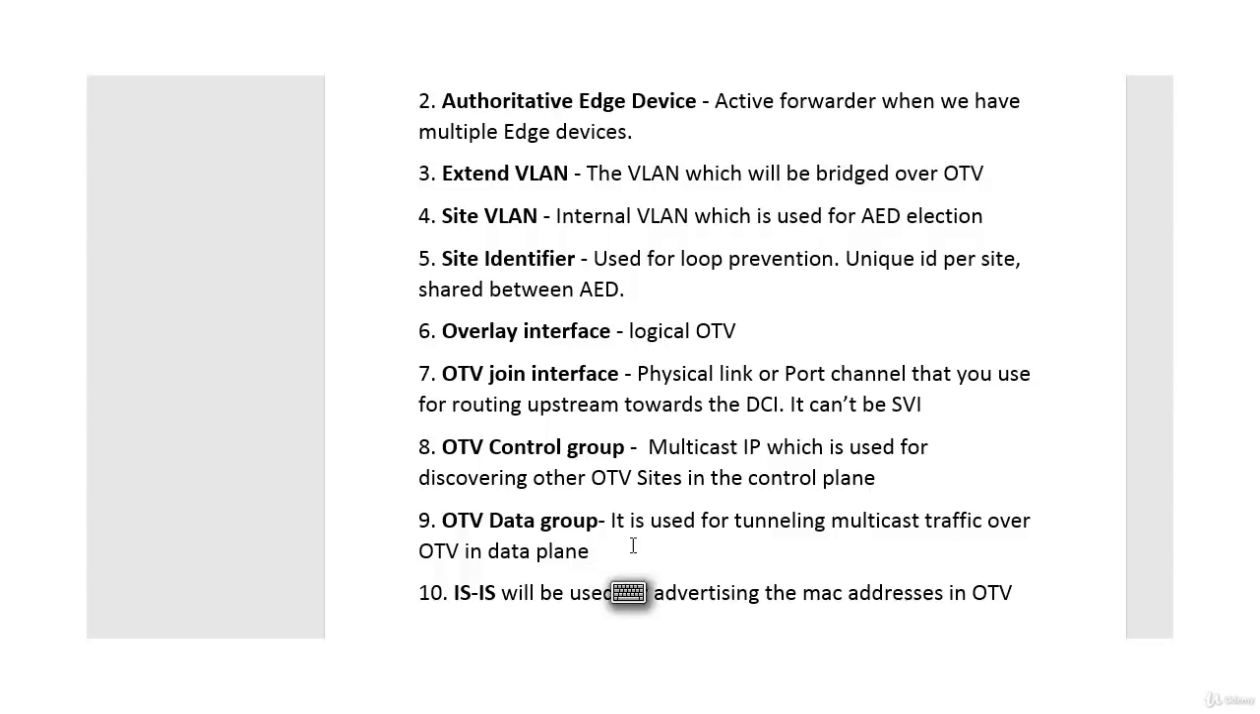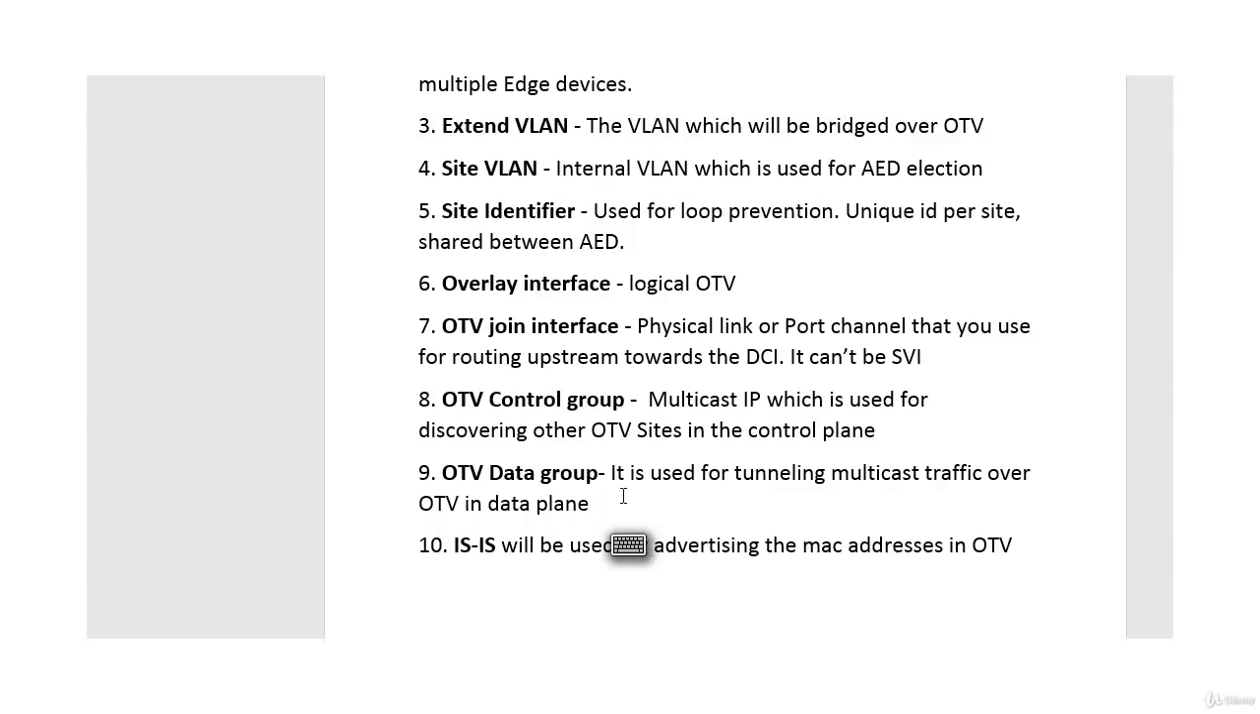Data group, it is used for tunneling the multicast if you have any, but it is mandatory. It will be of the 232 series. It will be a range subnet. And IS-IS is the routing protocol which will work in the background.